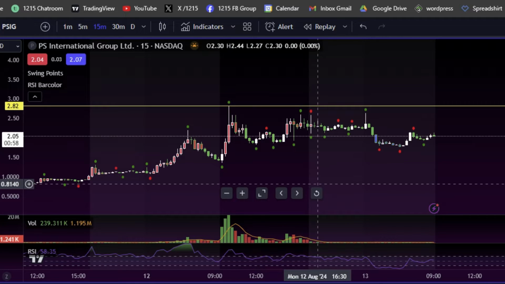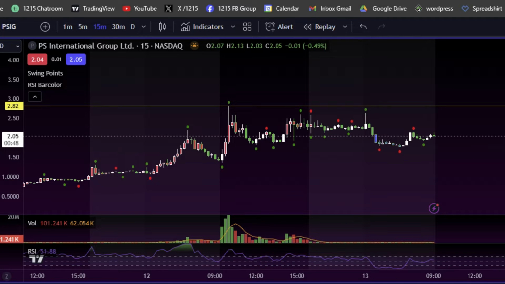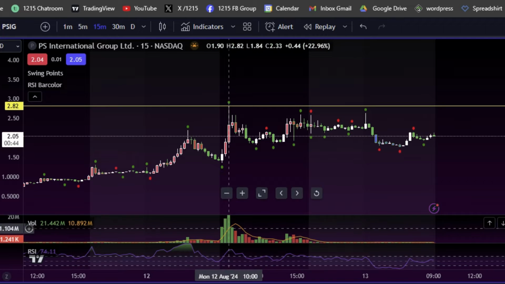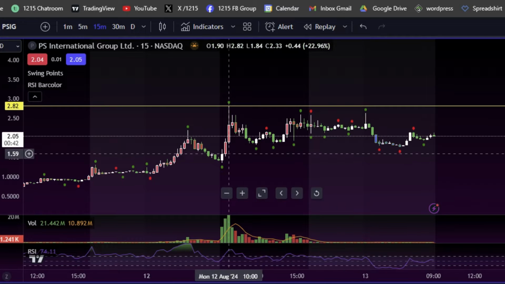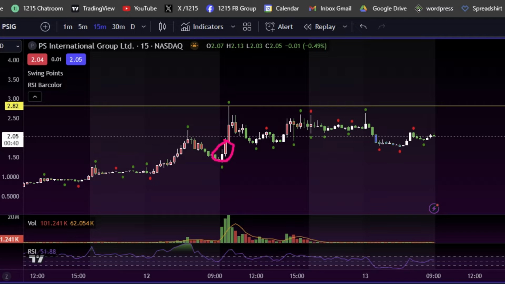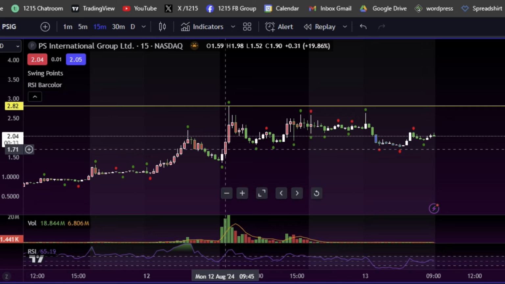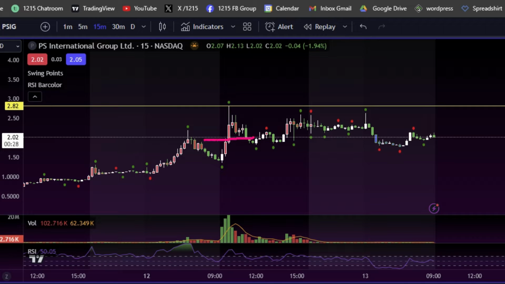Okay, so now let's draw support. Now for support, I like to start where the majority of the volume starts. So you can see it really picks up right in through here. So right around this area is where I first start looking. But to give more confirmation, I try to find any swing lows that occur somewhere inside this range.